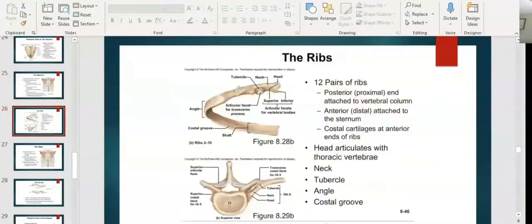The ribs have a head. You have a head because you have a neck and a tubercle. Then you have a curved area right here, which is the angle.